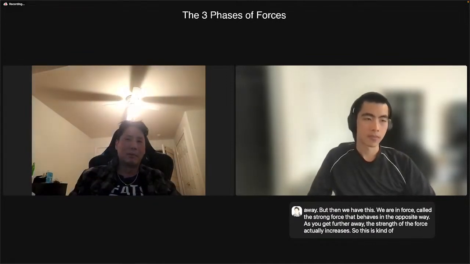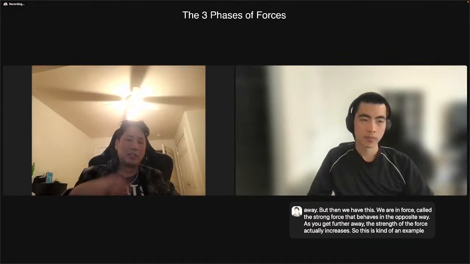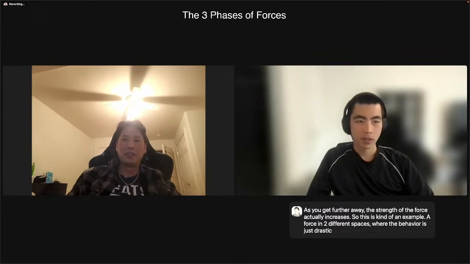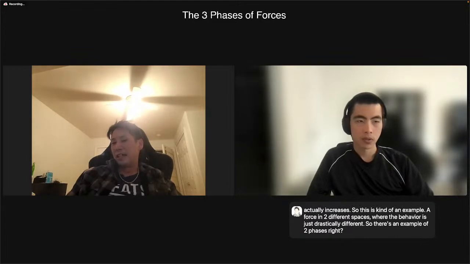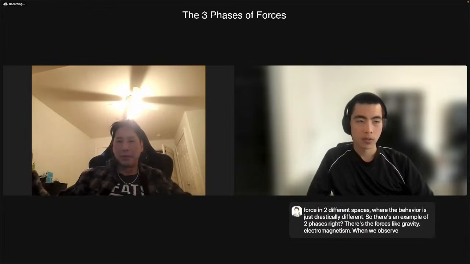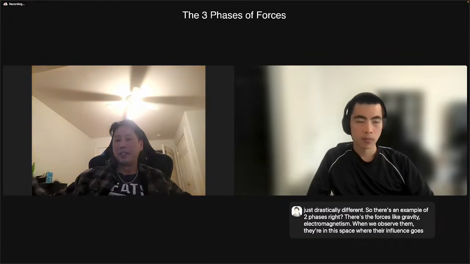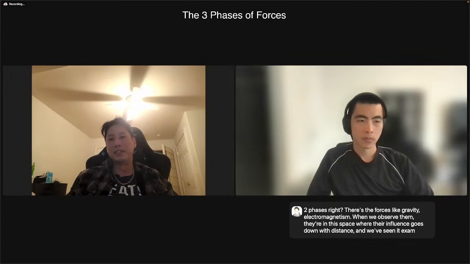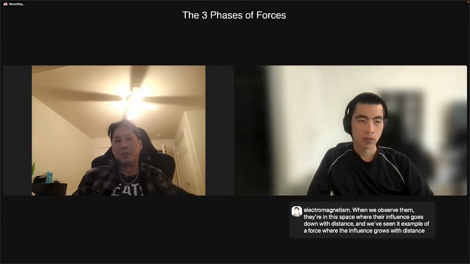So this is kind of an example of a force in two different phases, where the behavior is just drastically different. So there's already an example of two phases, right? There are forces like gravity and electromagnetism. When we observe them, they're in this phase where their influence goes down with distance. And we've seen an example of a force where the influence grows with distance, the strong force.